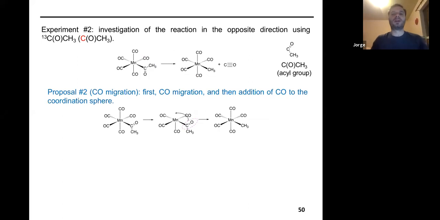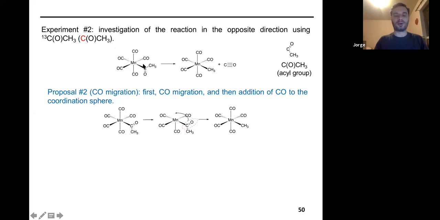Okay, second experiment. So now we have to test proposal number 2 and proposal number 3. For the second experiment, we are going to investigate the reaction in the opposite direction using carbon-13 labeled in the acyl group. Okay, so now we have here carbon-13 in this group over here. And the reaction that we are looking at is this one.